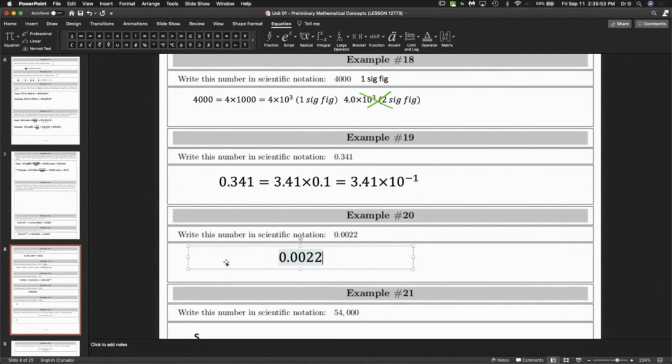Sorry, whoops. My bad. 2.2, because I need a number between 1 and 10. Then I'm going to figure out what decimal that is. So I'm going to put 0.001 because that'll allow it to move enough places. And then I'll write that part.